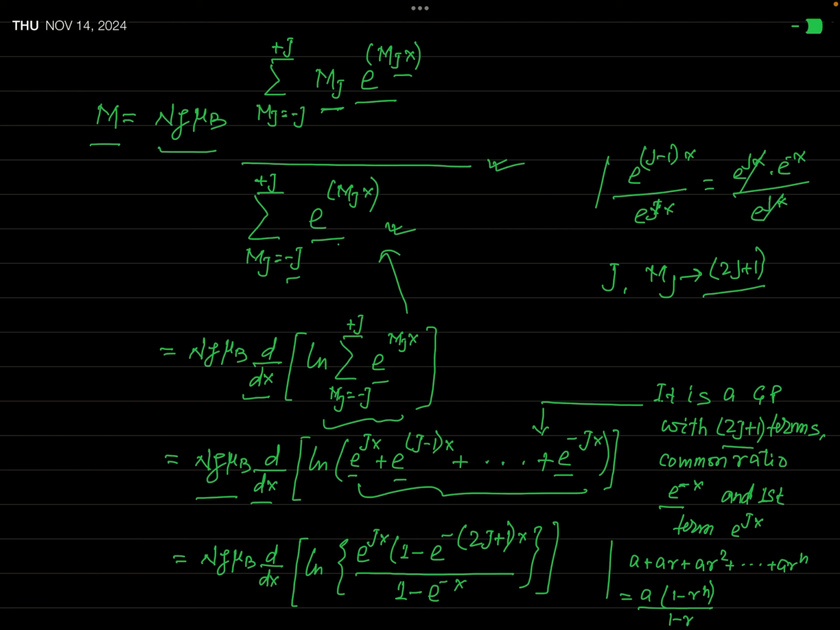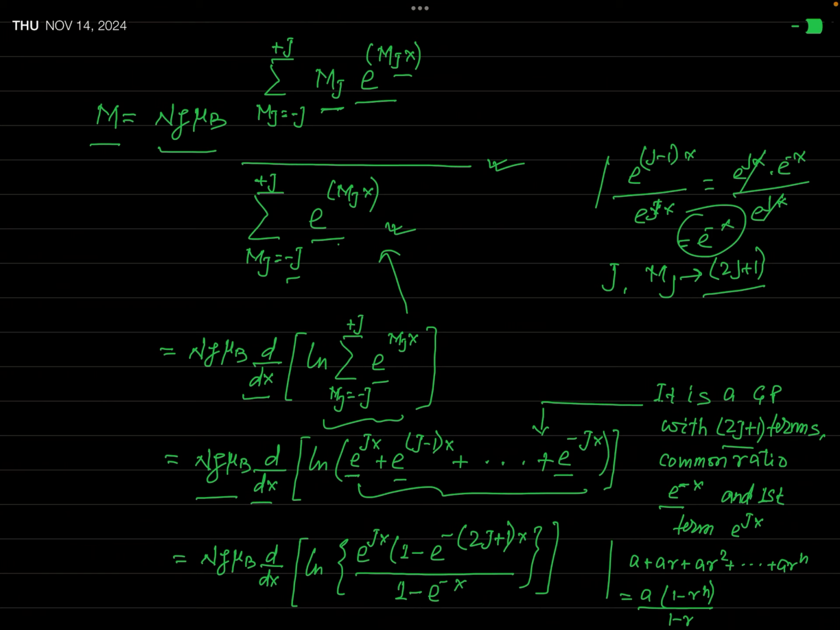Now this will cancel out, and the result is e to the power minus x. So what is this e to the power minus x? This is the common ratio. Okay? So the number of terms is 2j plus 1. The first term is e to the power jx, and the common ratio is e to the power minus x.